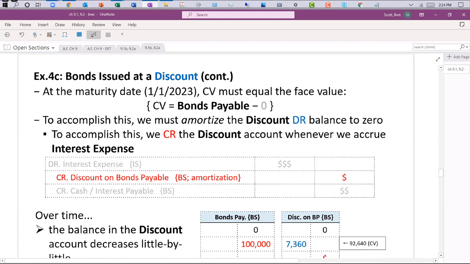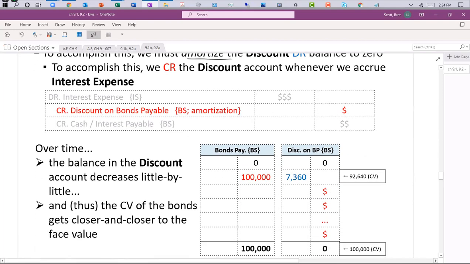For bonds issued at a discount, we need the carrying value to equal the face value. In other words, we need the discount account to be zero by the time this thing matures. How do we do that? We have to amortize it away little by little. So the journal entry, to get rid of this debit balance, every interest payment date is going to include a credit to the discount on bonds payable. That chips away the account balance to make it go to zero.